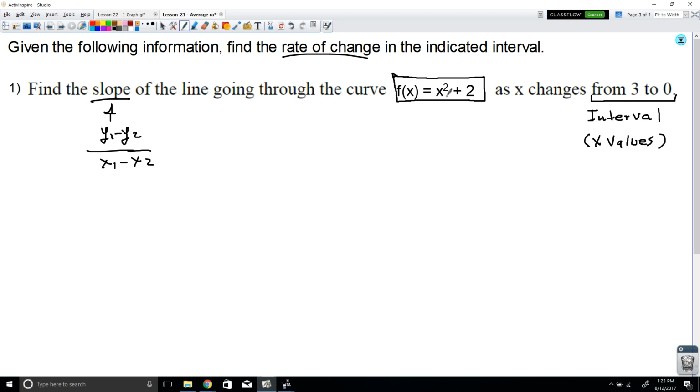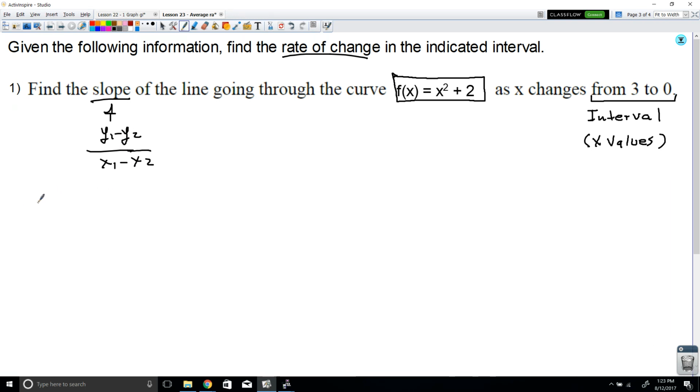We also have a formula. We can use this formula to obtain the values of y. So what we want to do first is find the coordinate points for 3 and 0. Then we're going to have enough information for the slope formula, and then we can find the slope. So let's do that here.